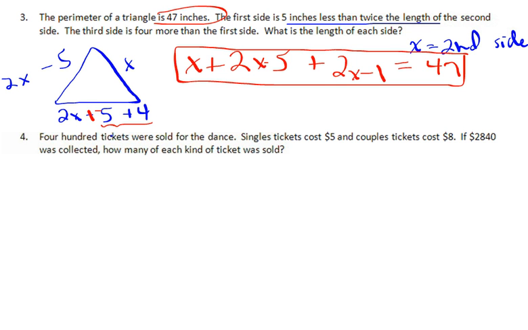400 tickets were sold for the dance. Singles tickets were $5, couples for $8. This is how much total was collected, how many of each kind was sold. All right, the first one is easy, just money, money, money. So we'll go money line.